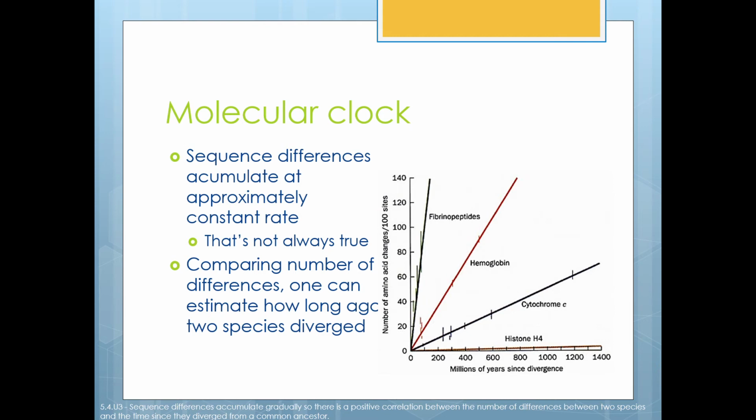On the contrary, in fibrinopeptides, these are proteins responsible for blood clotting, the rate is very fast. It means that if a mutation occurs in such a gene, then probably it will not destroy it, and due to that, the mutation will persist and will be passed to the next generation.